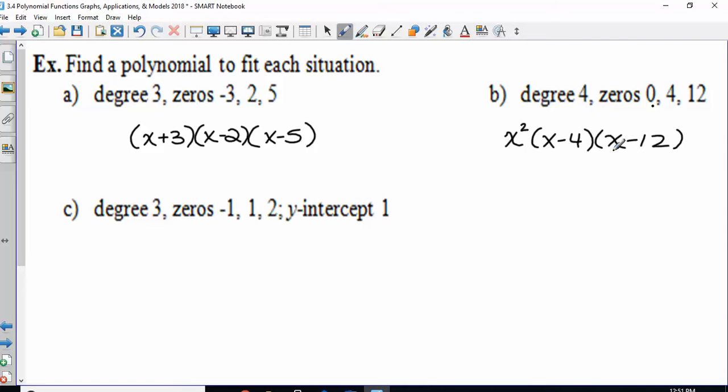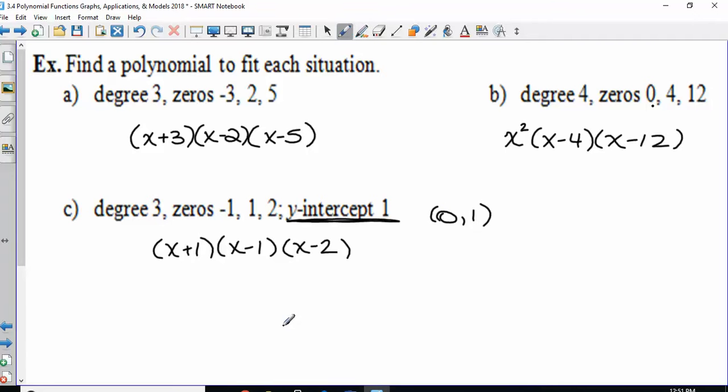Alright, C. Degree is 3. If -1 is a zero, and if 1 is a zero, and if 2 is a zero, okay, there's my degree 3. Y-intercept is 1. It's kind of like giving you a point. When you're on the y-axis, what's your x? 0. It's saying 0, 1 is a point on the graph.